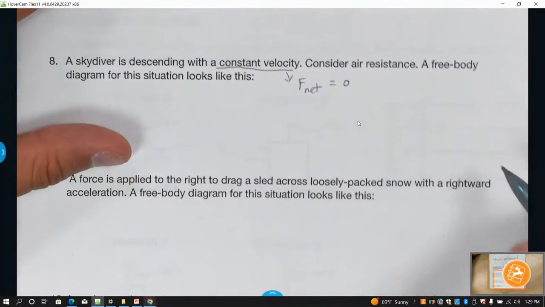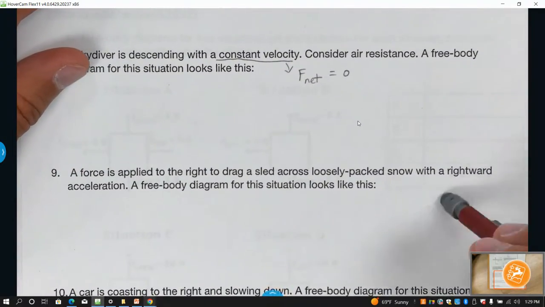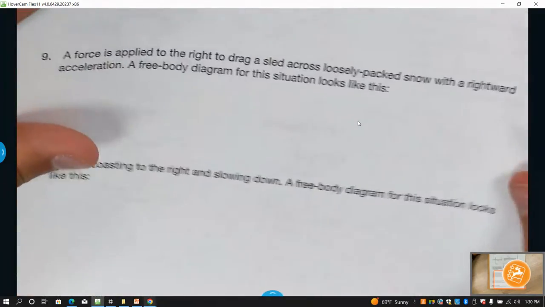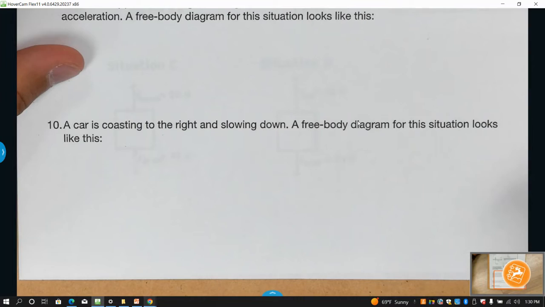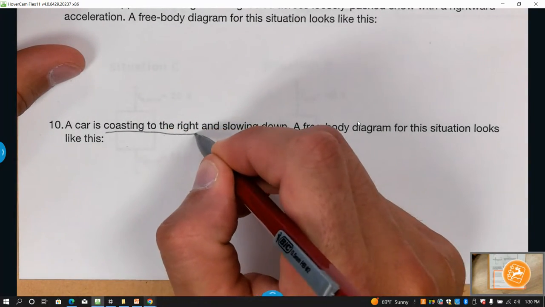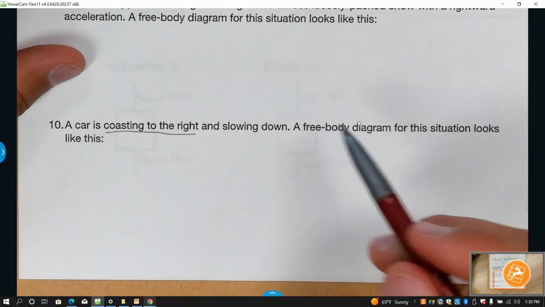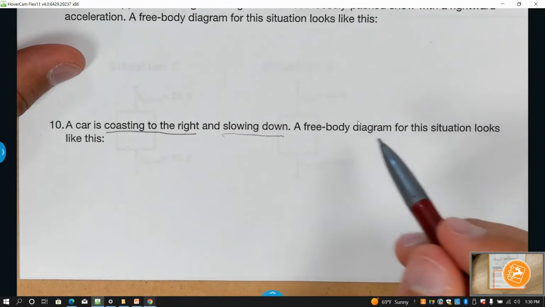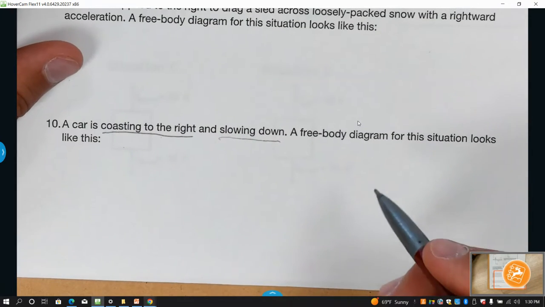They're talking about a rightward acceleration here, but this one should be similar to one that you've already done. The only one we're going to look at right now is number 10. They said a car is coasting to the right, and it is slowing down. So they want us to draw a free body diagram for this.